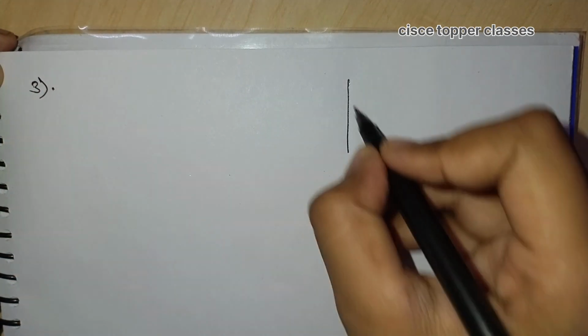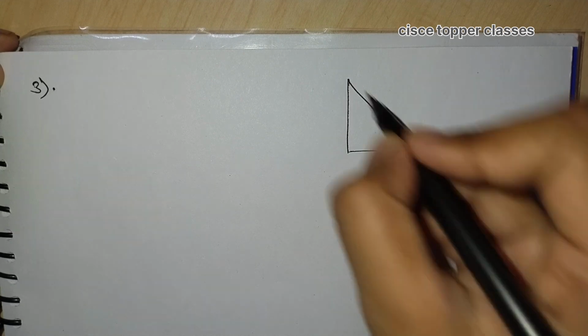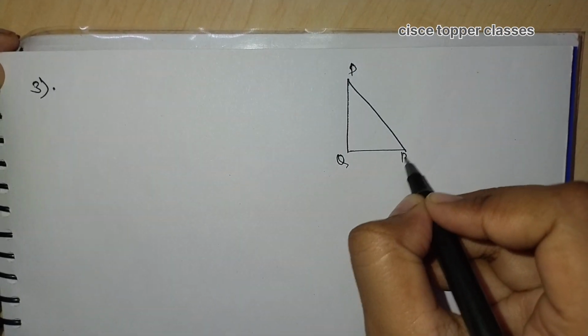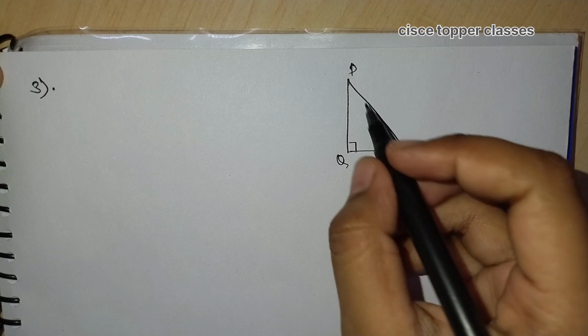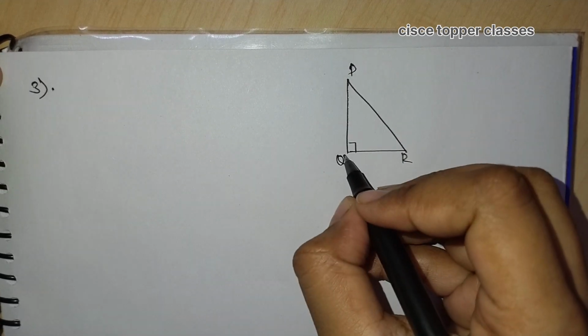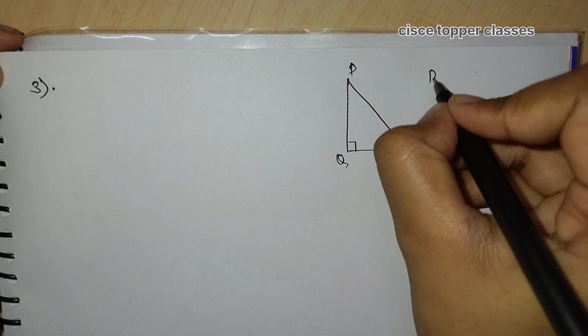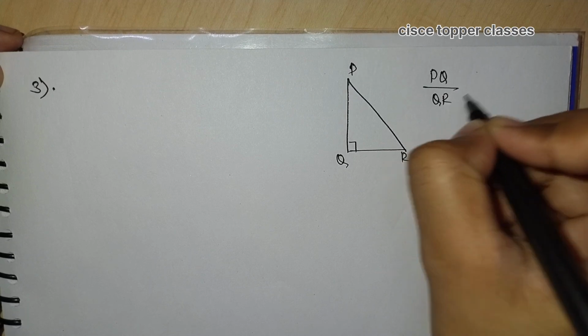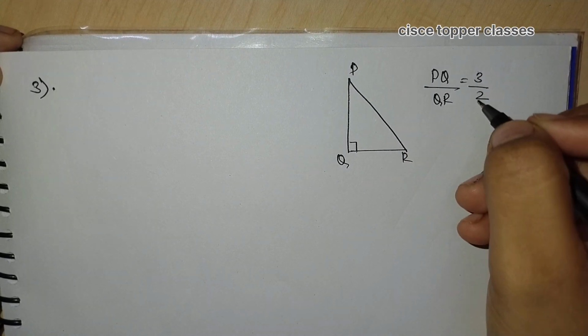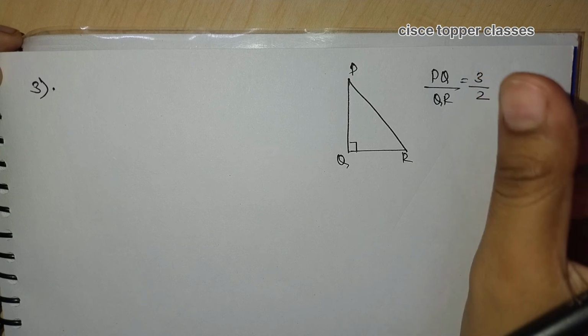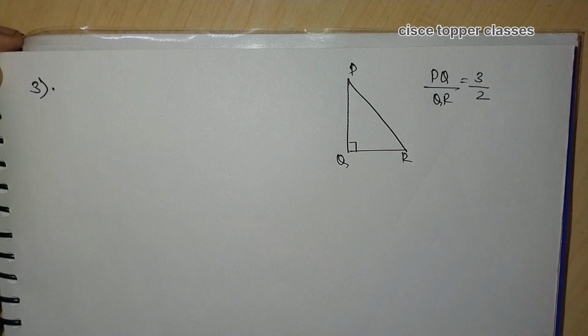Now let us solve the third question here, which is PQR is a right angle triangle. Let's say this is the right angle triangle here, which is PQR, and this is 90 degree. We have to, if this is a right angle triangle at Q and PQ divided by QR is in ratio 3:2, then which is the least angle here? Means the least angle in this question we have to find.